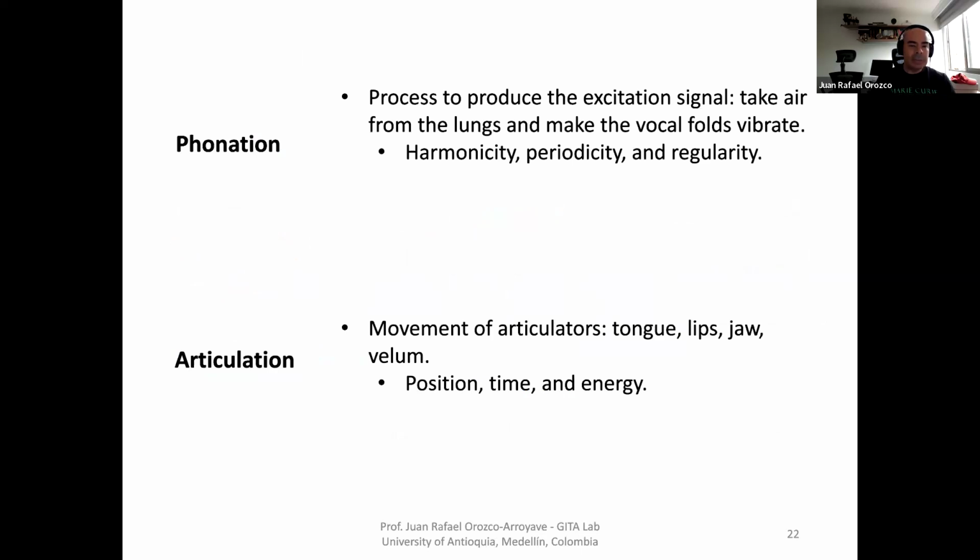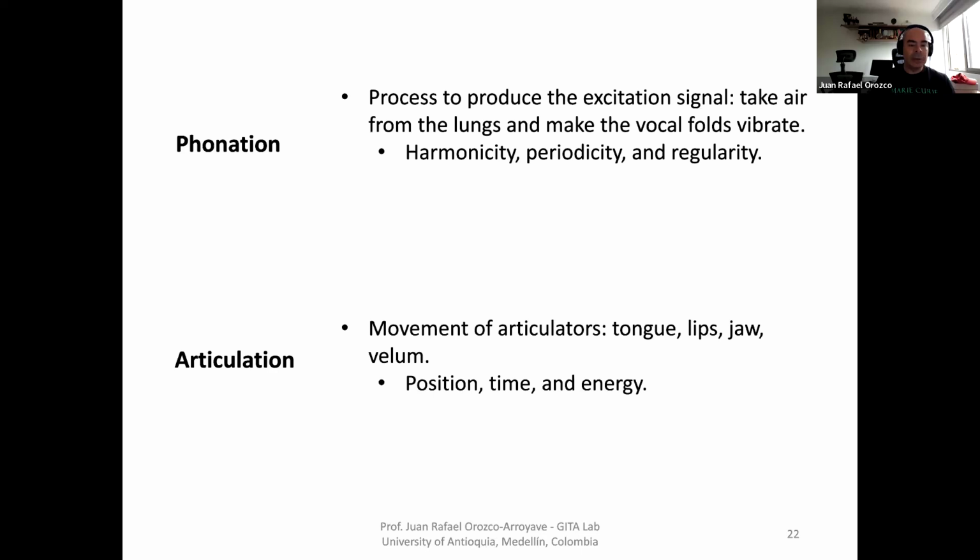And the aim is to model the process of the lungs producing air, and then the larynx controlling that air to pass through the vocal tract to produce speech. Now, for articulation, we focus on whether the person is able to control the tongue, lips, jaw, and velum during speech production. And when I'm referring to control, I refer to position, time, and energy.